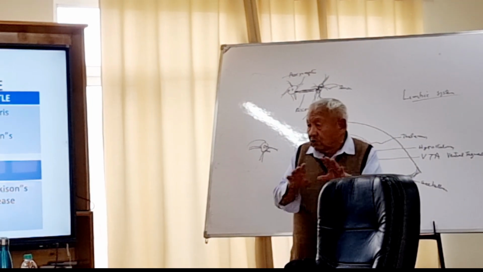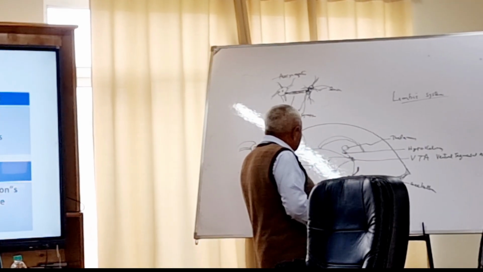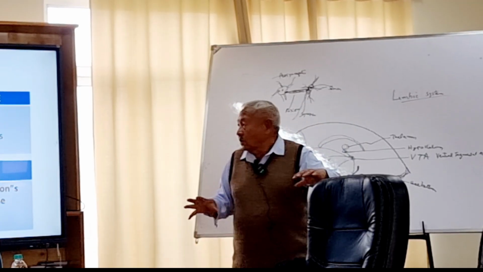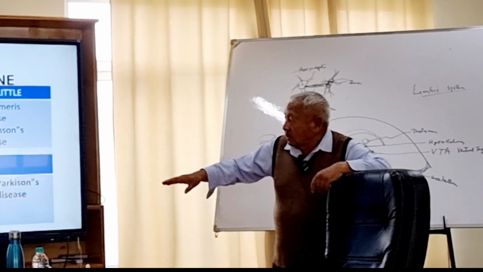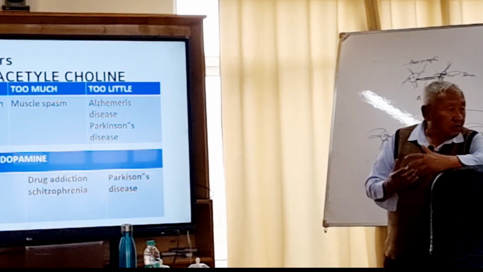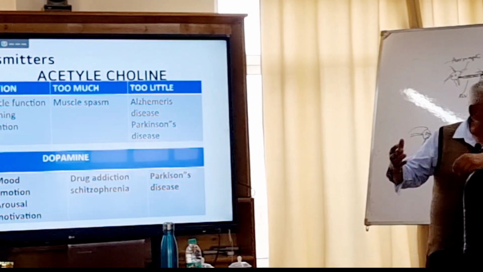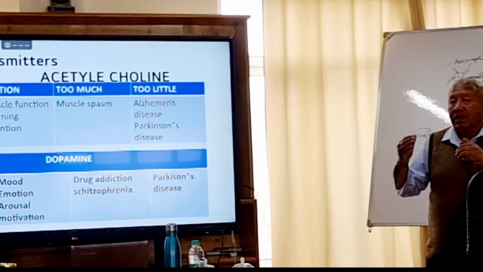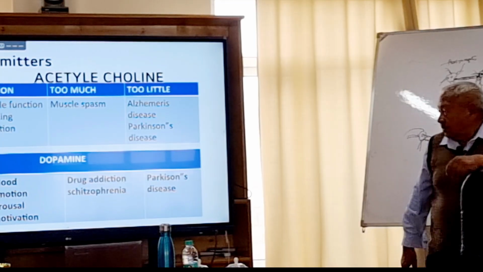It has dopamine neurons. Those neurons give a connection to the nucleus accumbens, to this and to this. So these are all involved in addiction. But if dopamine is too much, then of course it causes drug addiction. Today's topic, addiction, is caused by too much dopamine.